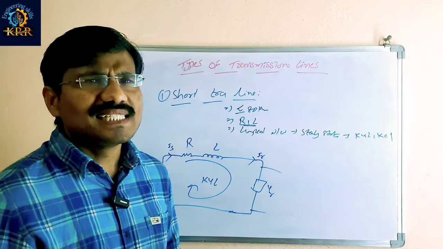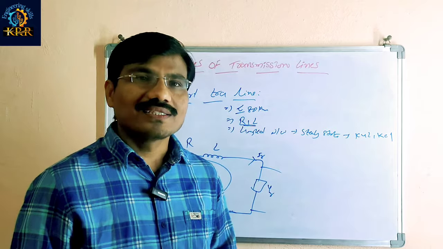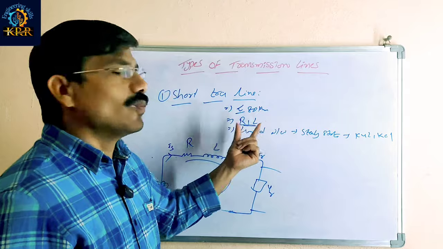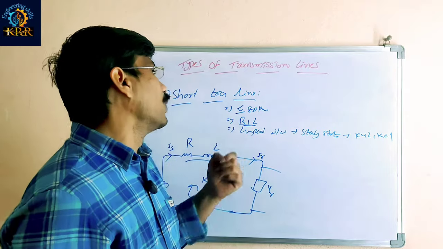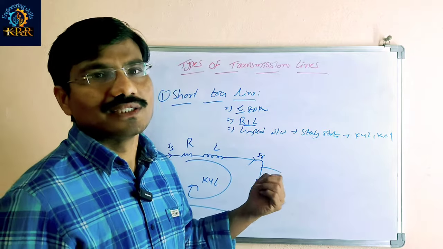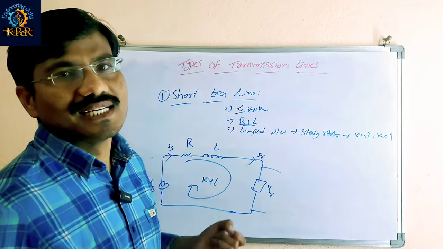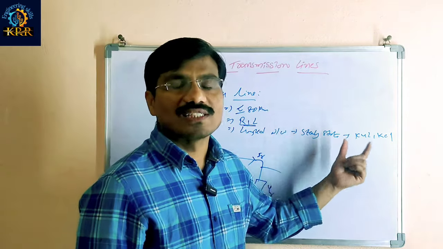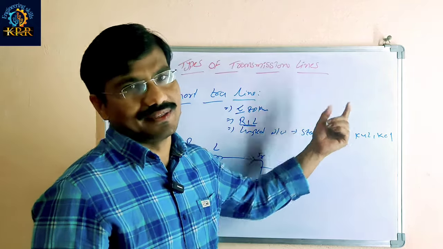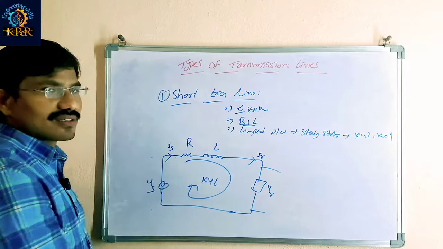In the short transmission line, the efficiency is less when compared to the long transmission line. Why? Because the transmission line length is low, the resistance value is high, so the efficiency of the transmission line is less. The efficiency of the long transmission line is high. This is the short transmission line.